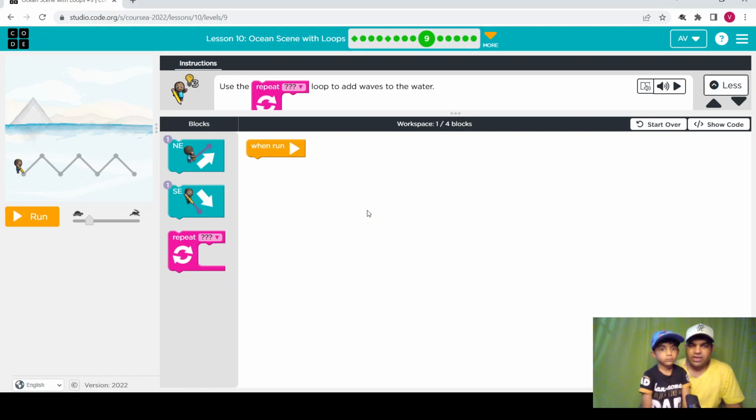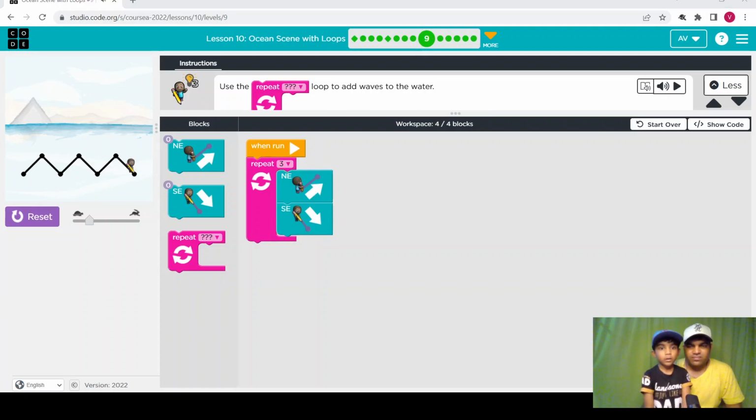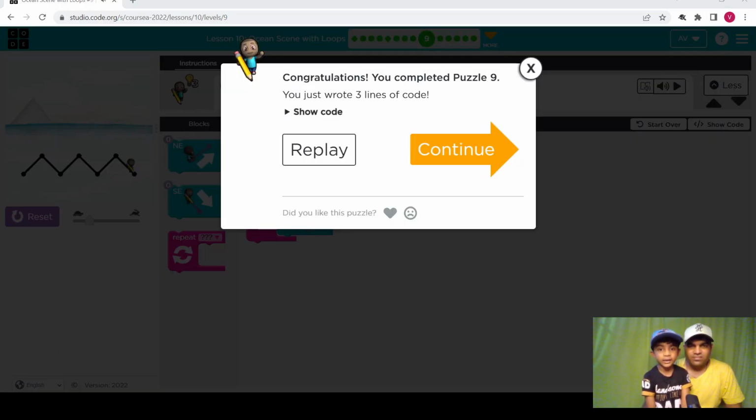So here is the next level. We need to use the repeat block and create a number of hills. I'm going to take the repeat block. Northeast, southeast. Okay. 3 times. Run. Yeah, the puzzle is complete. Okay, so let's continue to the next one.